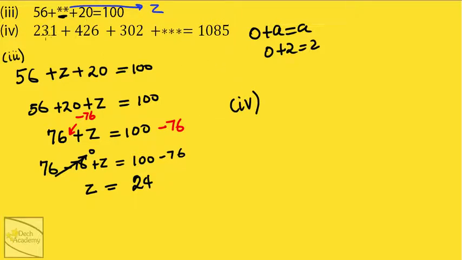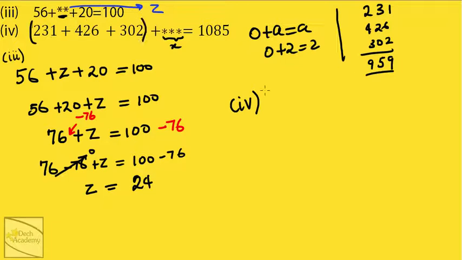For case 4, we have 231 plus 426 plus 302 plus an unknown number, which I'm going to call x, is equal to 1085. So let's just simplify the problem. 231 plus 426 plus 302 is what? It's a simple addition problem. 1 plus 6 is 7, 7 plus 2 is 9. 3 plus 2 is 5, 5 plus 0 is 5. 2 plus 4 is 6, 6 plus 3 is 9. So this whole thing here is the same thing as 959.